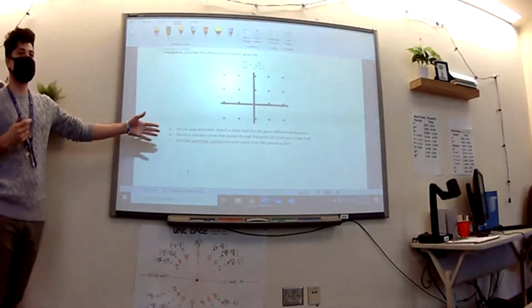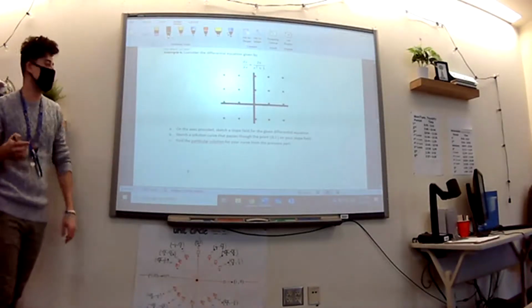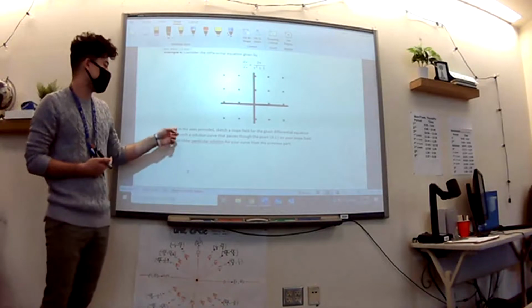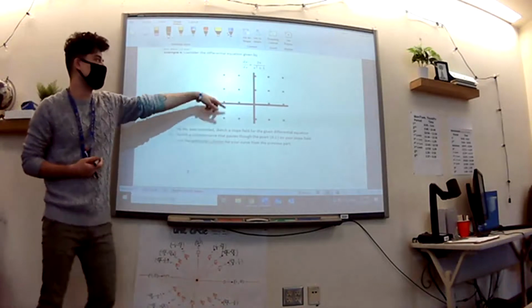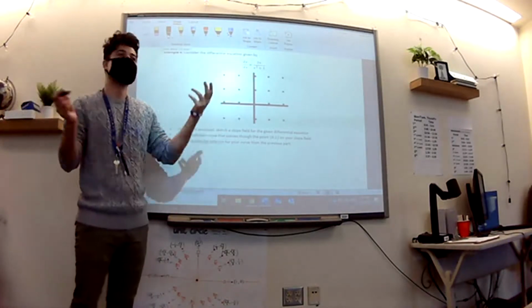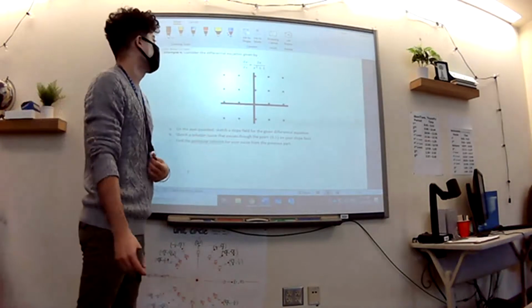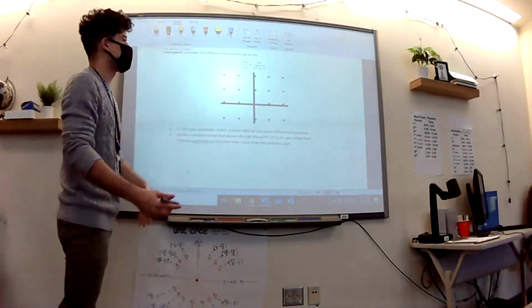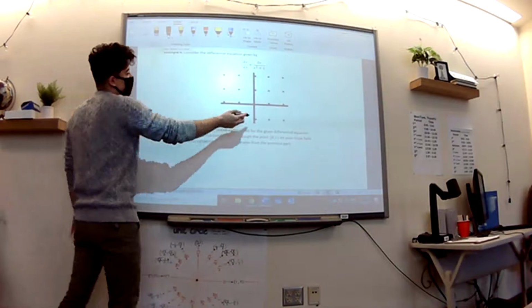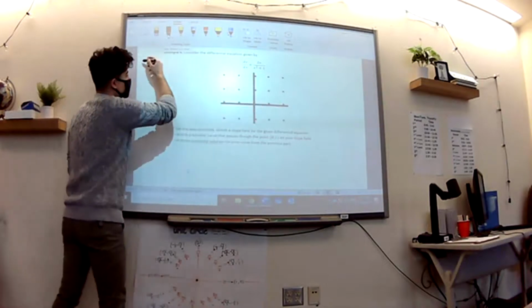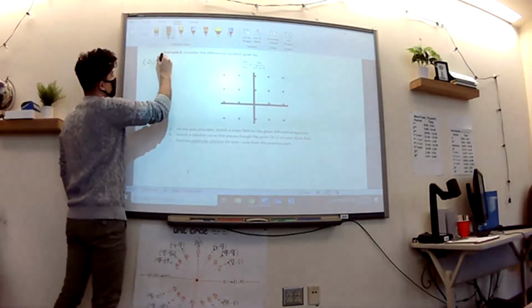Okay, this last one has 3 parts to it. All of them are fine, not that hard. It just says, first, make a slope field for this differential equation. Okay, so let's make a slope field. We're going to have to plug in a bunch of stuff, but that's okay. So just choose a point. The natural one would be maybe 0, 0.